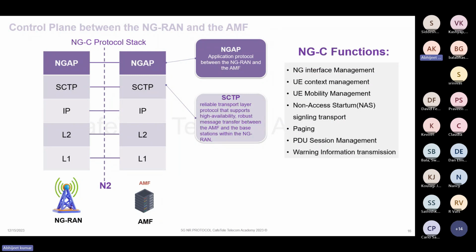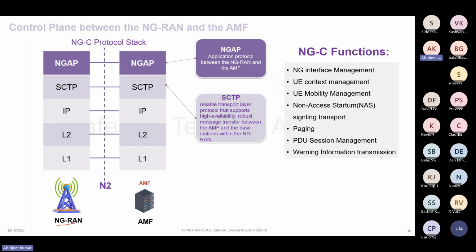Now here we can see the protocols we have. This is basically the control plane between the NG-RAN and the AMF. How does the diagram look? On the left side, when you want to communicate from one entity to another, we have to communicate in the same language. Like I'm speaking English so that you can understand. Otherwise, if I speak my native language Hindi, you cannot understand. So when NG-RAN wants to communicate with the AMF, they have to follow this protocol.